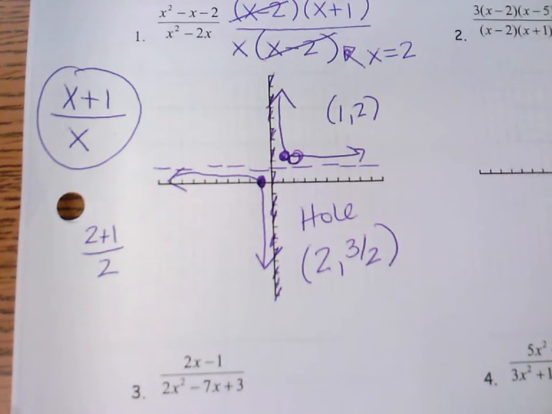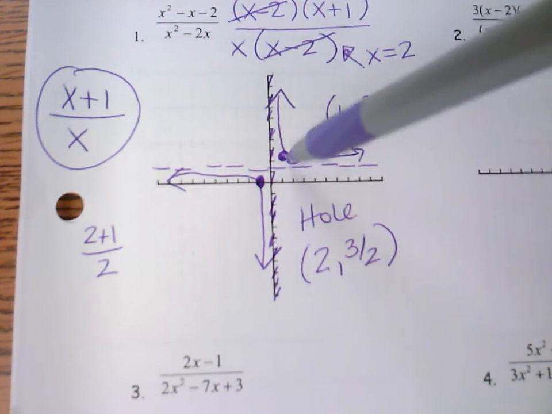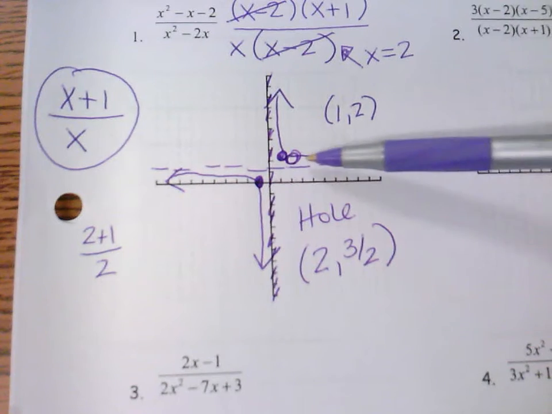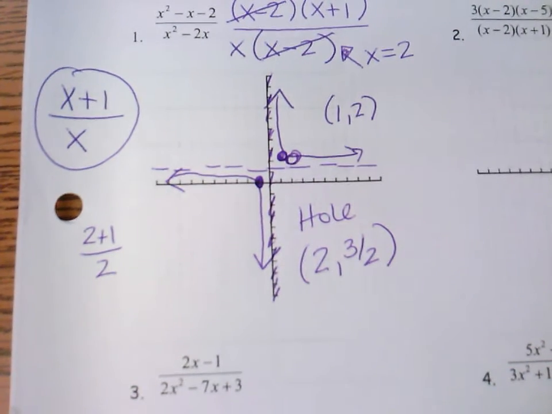So it didn't change the graph except making one tiny value undefined. So a hole is different than an asymptote because the whole graph is continuous, but you're just taking out that one little point right there. So that's it. You just have to be on the lookout for holes.